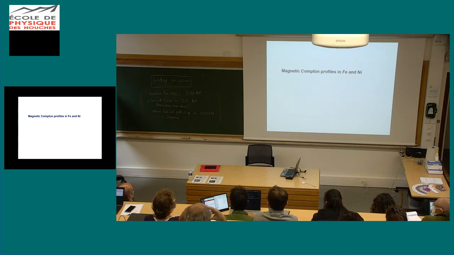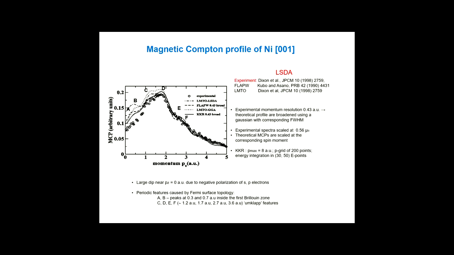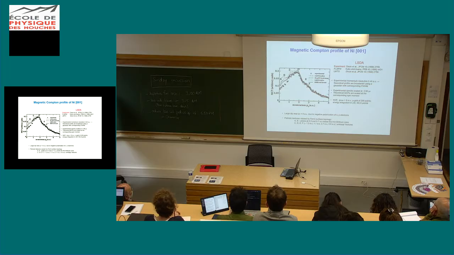In the following, I will describe some of our results, magnetic Compton for iron and nickel. After the implementation in this code, our code was done, we tried to see how good was our description for the magnetic Compton profile.